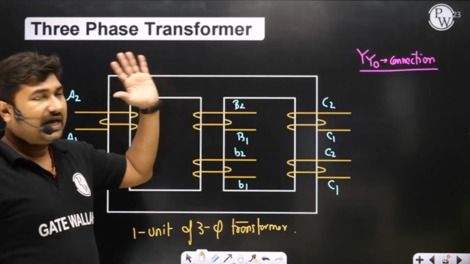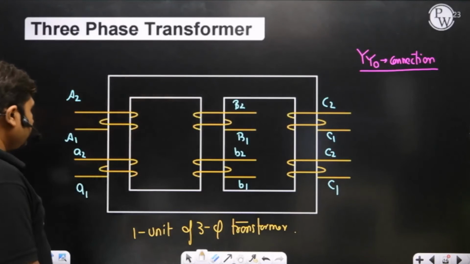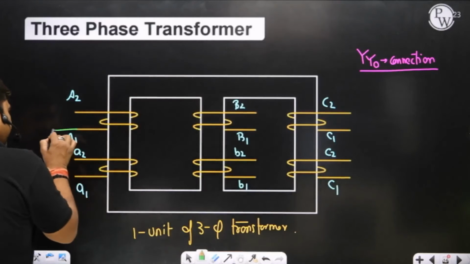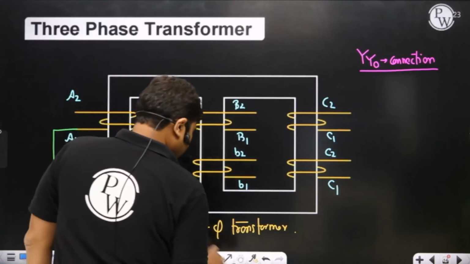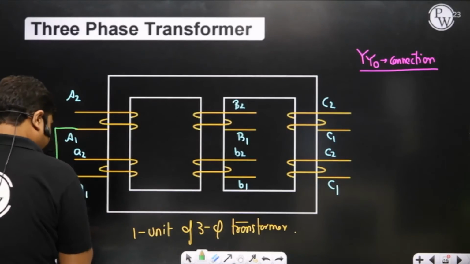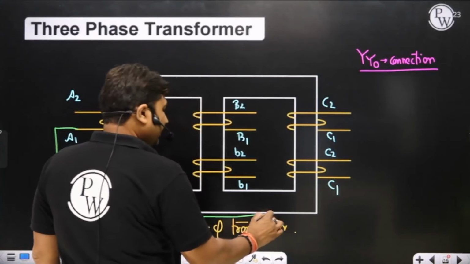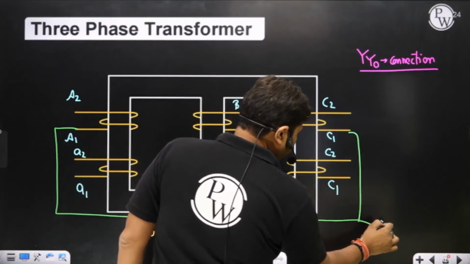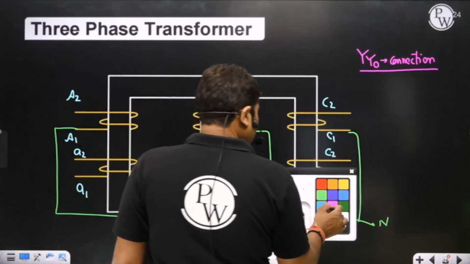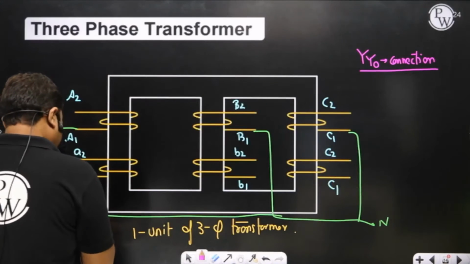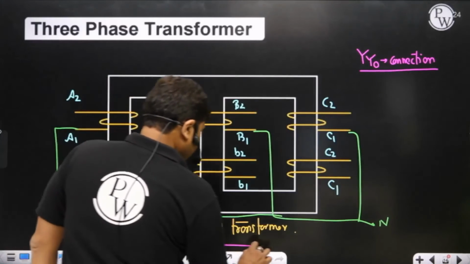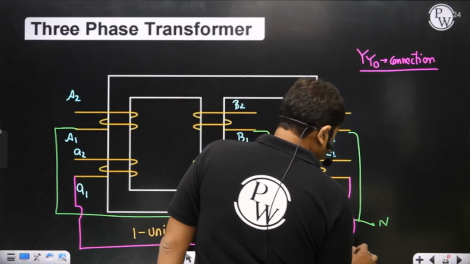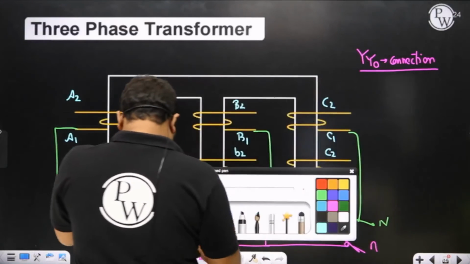Sir, suppose we are interested to connect in a star star connection. So for a star star connection, I am going to short this A1, B1 and C1 capital, providing one neutral, and similarly small a1, small b1 and small c1 are being shorted. One neutral is provided on LV side also.